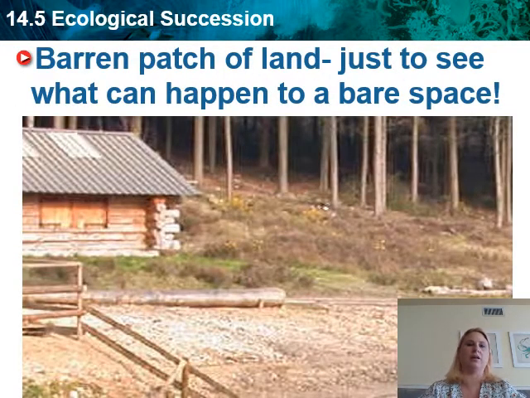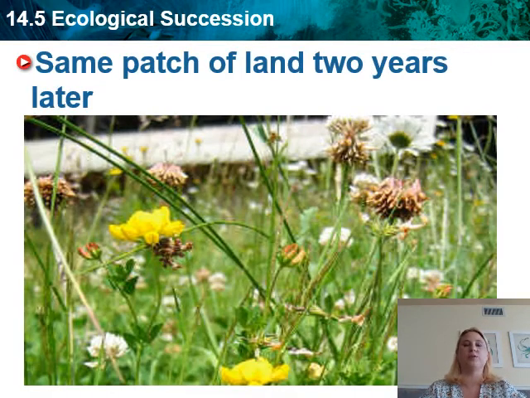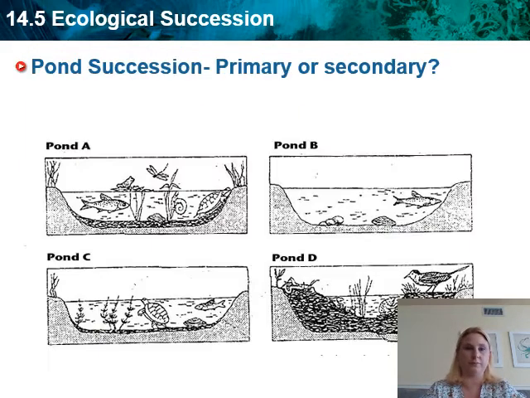An example of secondary succession is where a farmer has plowed a field and there's nothing there. Then in just a couple of years, we get nice grasses and flowers growing because we had nice fertile soil there.